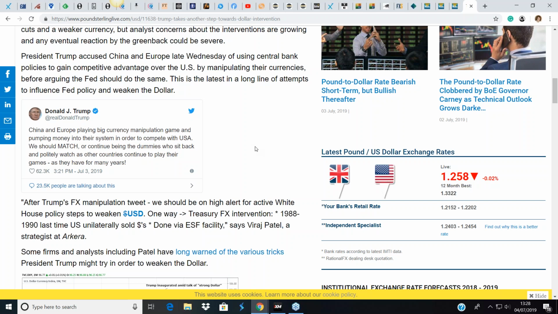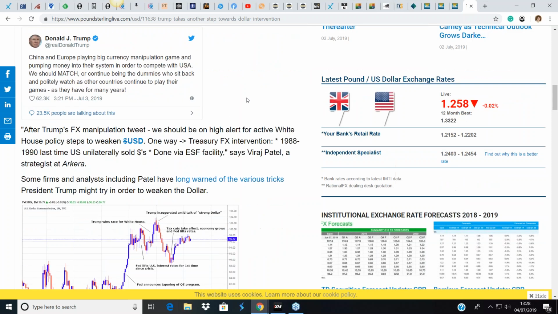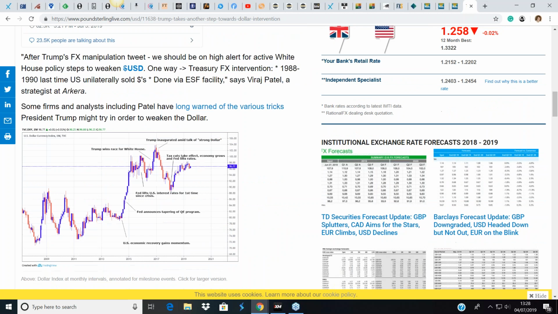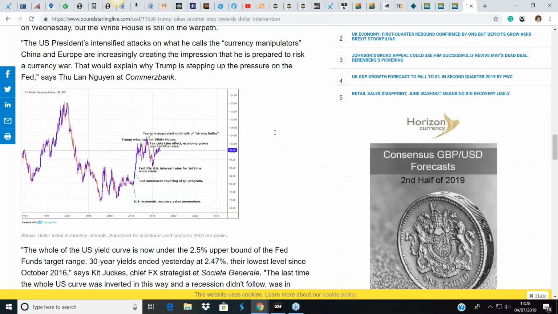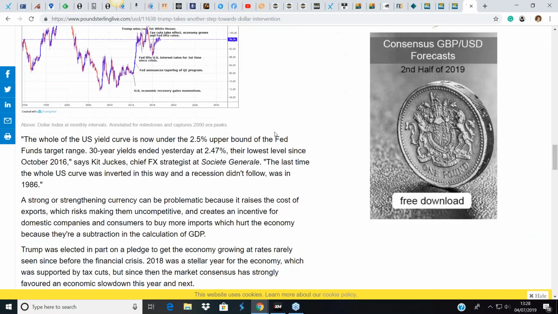Anyway, this is what the market is beginning to pick up on, and will pick up on more once everyone comes back from holidays. This is the tweet that came out on July the 3rd. The manipulation tree. Now this site called poundsterlinglive.com, and I've seen this chart elsewhere, has basically said, well, this is the current chart at the moment, but I think they have another chart where the last time this was done, let me have a look.